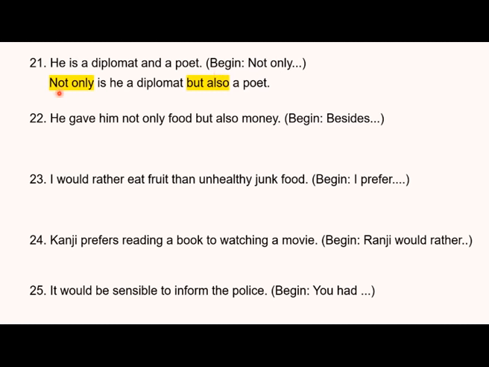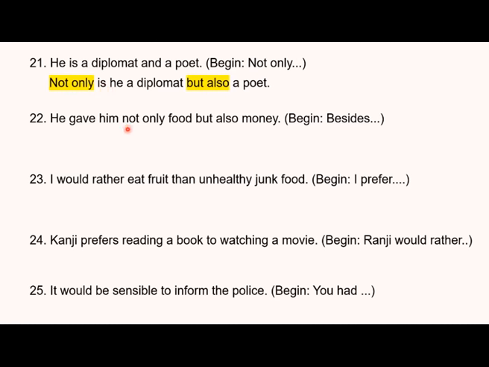Also remember, when you begin with "not only", you use an inversion. So the verb comes first and then comes the subject. "Not only he is a diplomat" will be wrong. "Not only is he a diplomat." So "not only" must have "but also", and it should also have inversion. That means the verb will come first and then the subject.